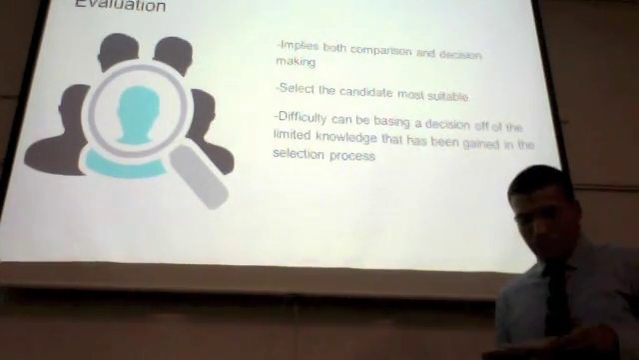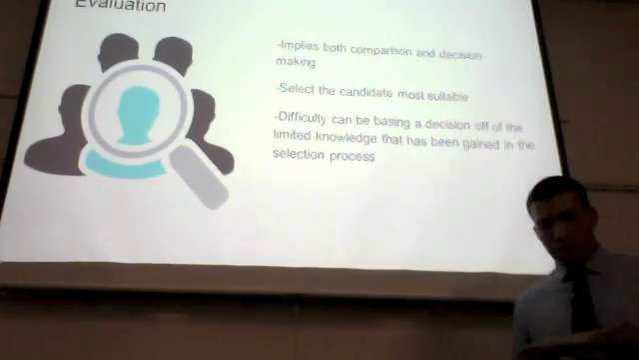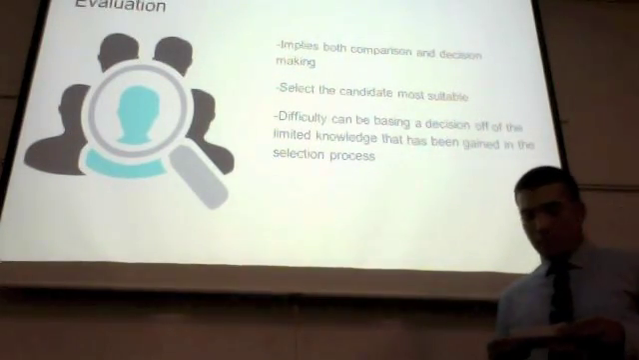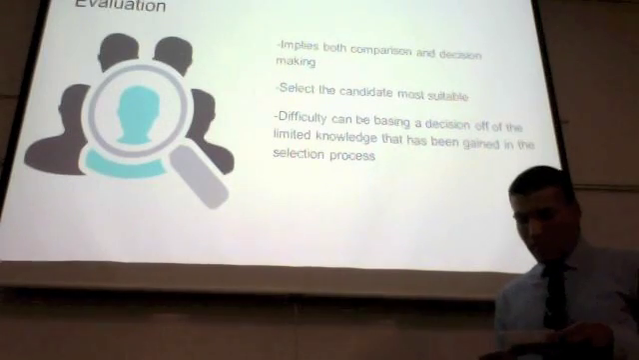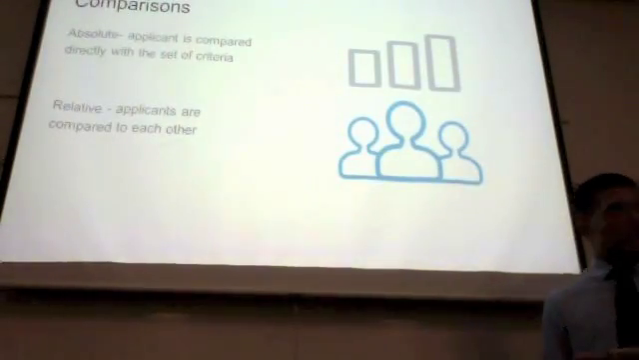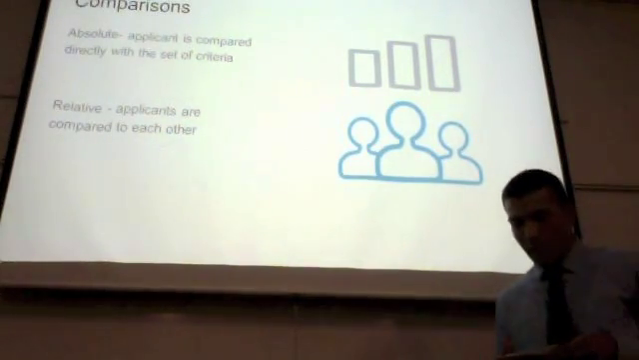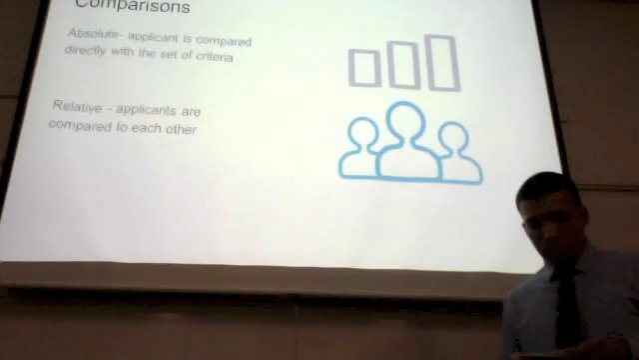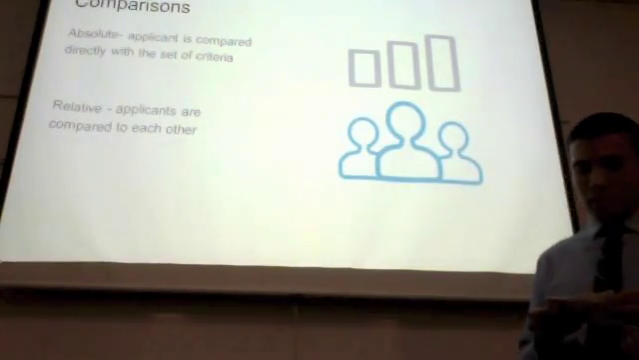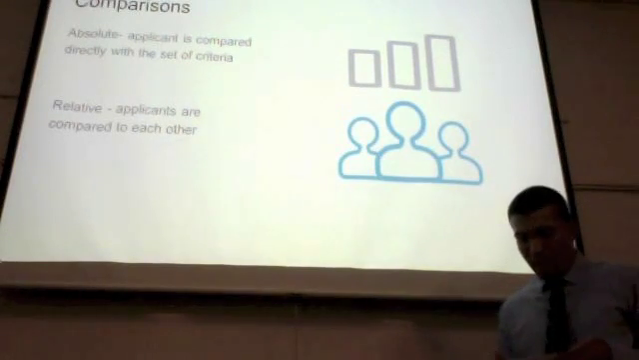The main goal is to select the person that will be the most suitable in contributing to the organization's success and producing the desired results. Now, a difficulty that must be realized is that we will only have limited knowledge on candidates gained from the selection process. The two types of comparisons that must be addressed are absolute and relative. Absolute is where the applicant is compared directly with the set of criteria that is defined, so how each person ranks in the matrix per category.